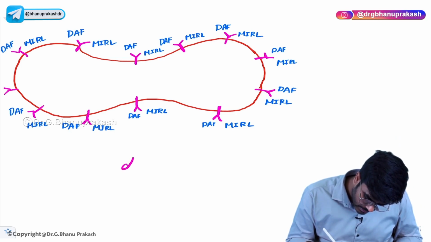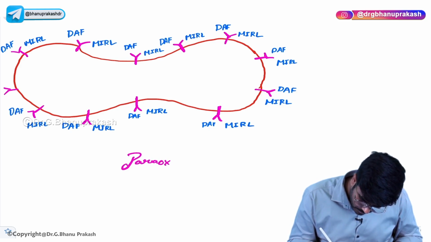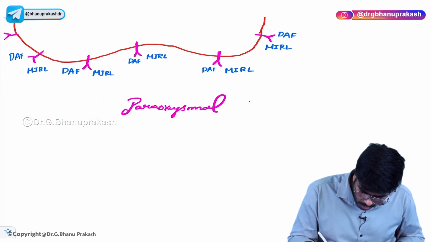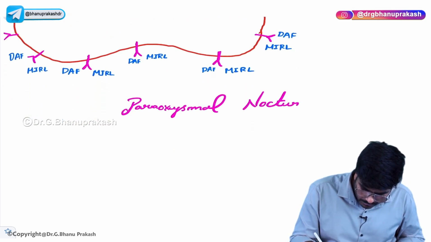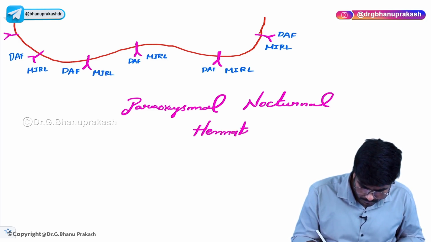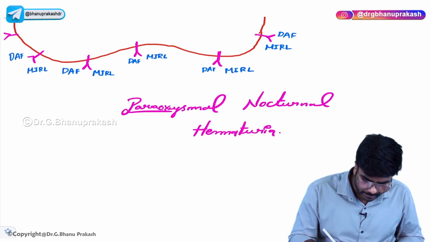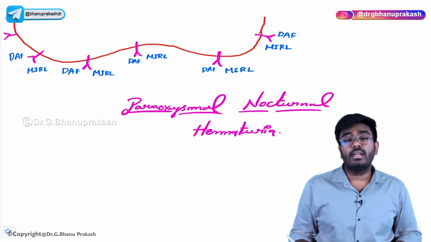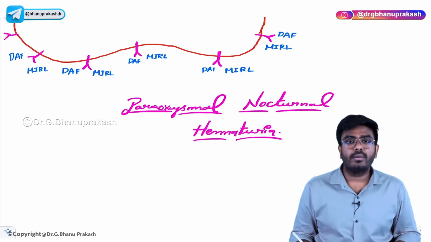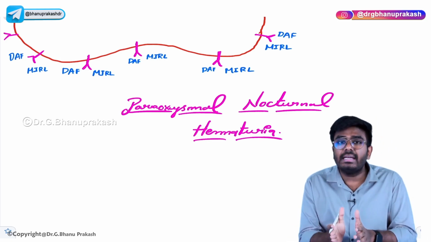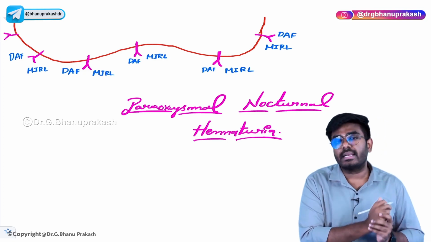That the condition is called paroxysmal nocturnal hematuria. The name itself says it: paroxysmal, meaning abnormally or sometimes, and nocturnal, during nights, there is hematuria, blood in the urine. Why is this happening and what is the pathological link with the proteins which we are discussing right now?